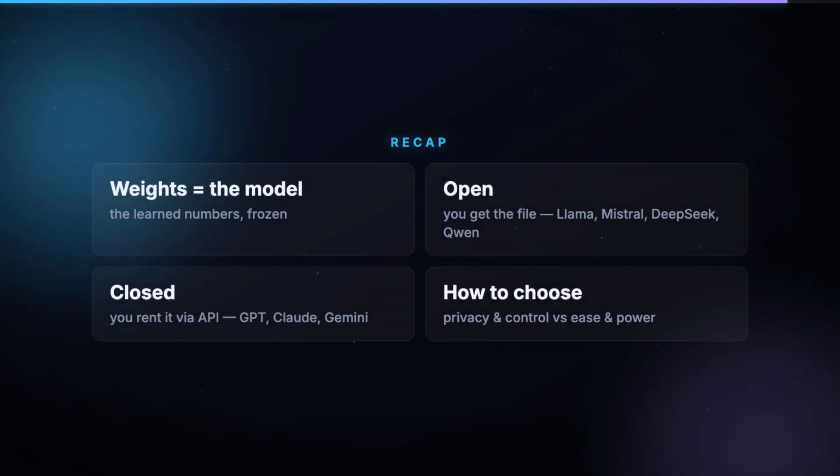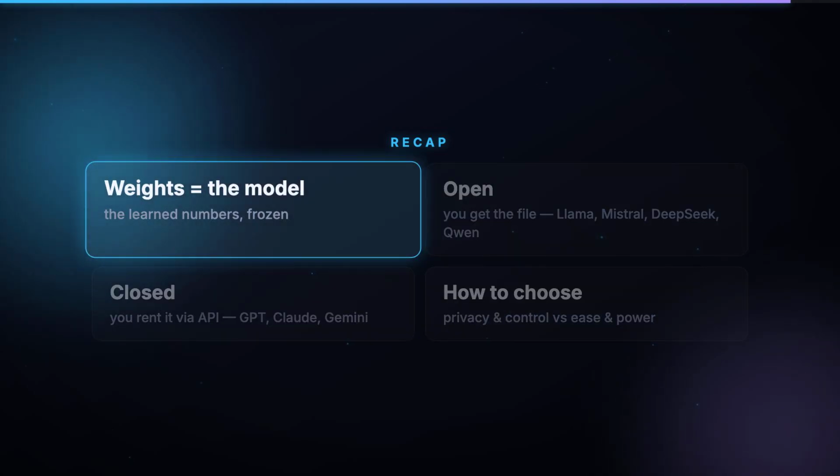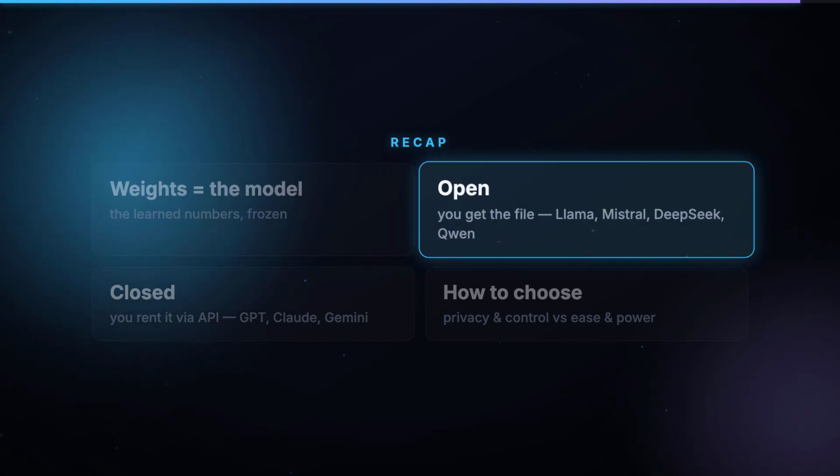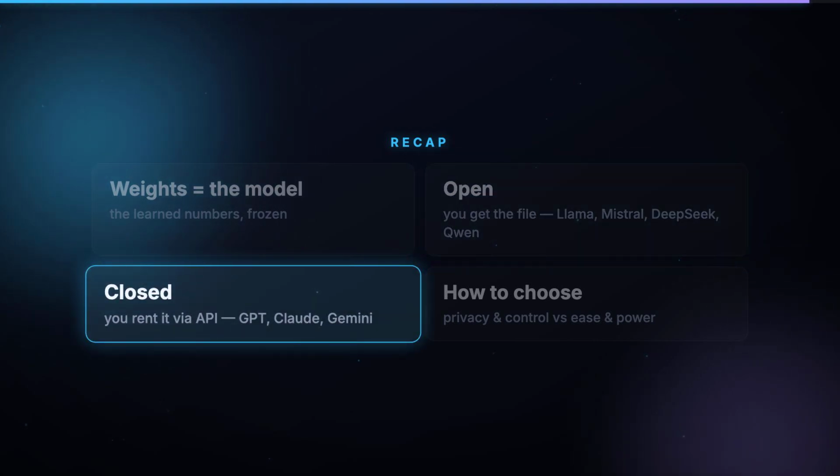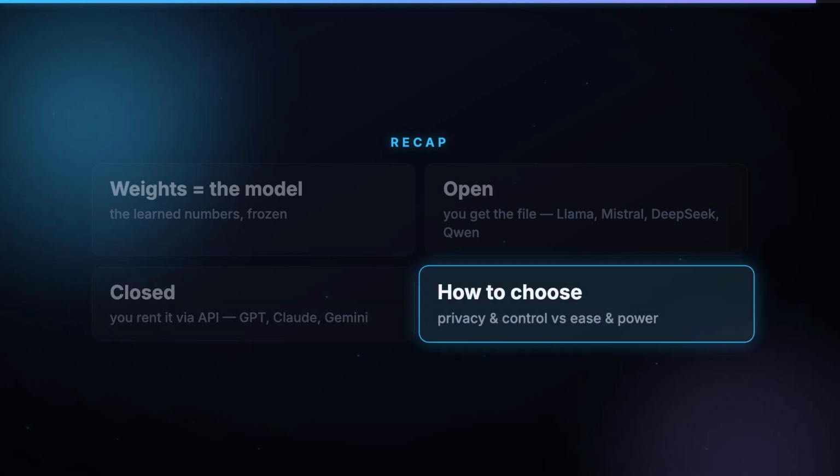So, to recap, the weights are the learned numbers that literally are the model. Open models hand you that file: Llama, Mistral, DeepSeek, and Qwen. Closed models rent it to you through an API: GPT, Claude, and Gemini. And you choose between them by weighing privacy and control against sheer ease and capability.